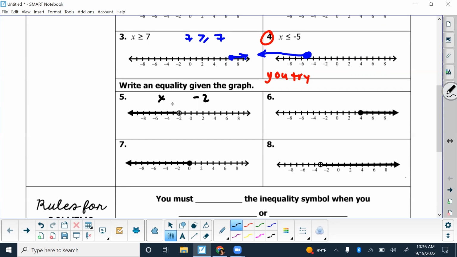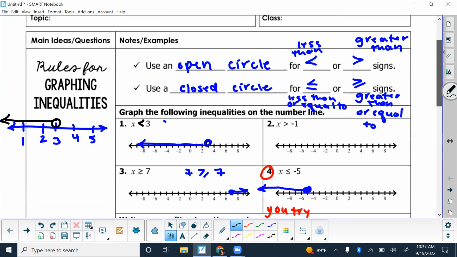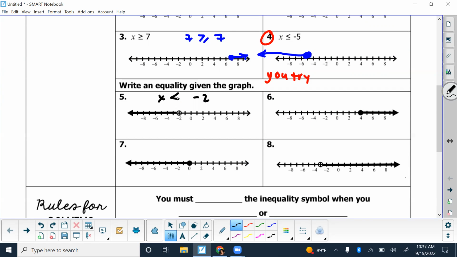Is the arrow pointing to numbers that are greater or less than the -2? Less than. So I'm going to put a less than symbol. And then based on my circle, should I put that little line underneath? No, because it's open, the line is for the closed circles. You have just a normal less than symbol. Make sense?